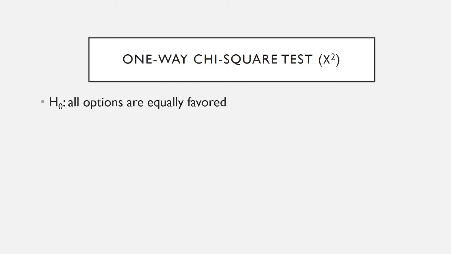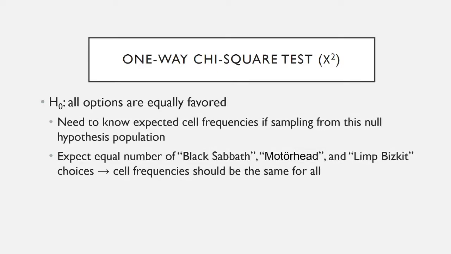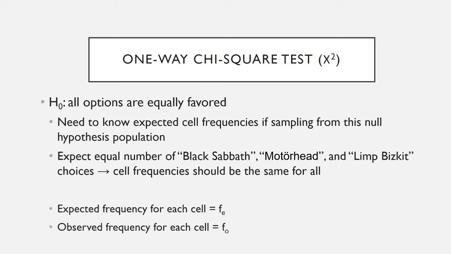So we need to set up our null hypothesis. Basically, the null hypothesis, unless otherwise stated for a one-way chi-square test, is that all options are equally preferred. That is to say that representation in the various levels is going to be roughly equal. So what we need to do is compile our expected frequencies that would result from this null distribution. So you would expect, if this null hypothesis were true, that there would be an equal number of Black Sabbath, Motorhead, and Limp Bizkit fans. Basically, that the cell frequencies would be the same for all of them. So we're going to need to compile our expected frequencies.